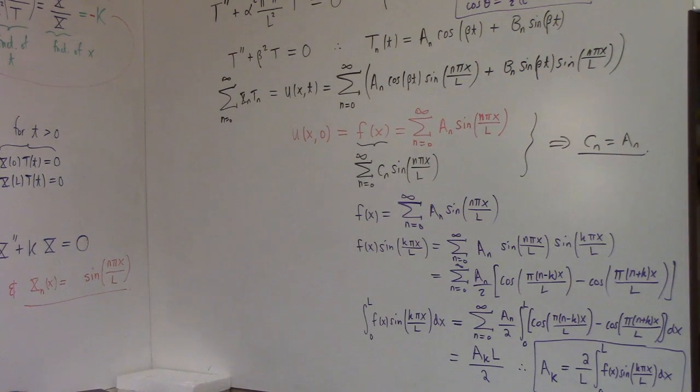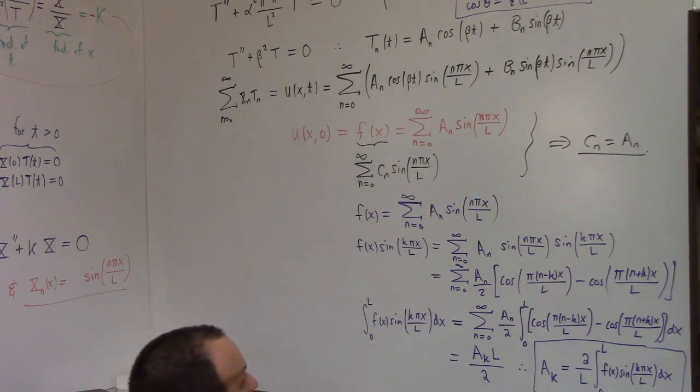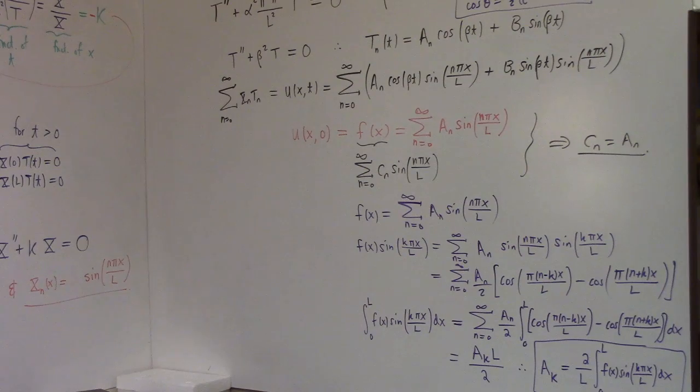Now we're not done, right? That's just half of it. What's left? The other half. The b sub n's, right? What did we not use yet? What data have we not used?